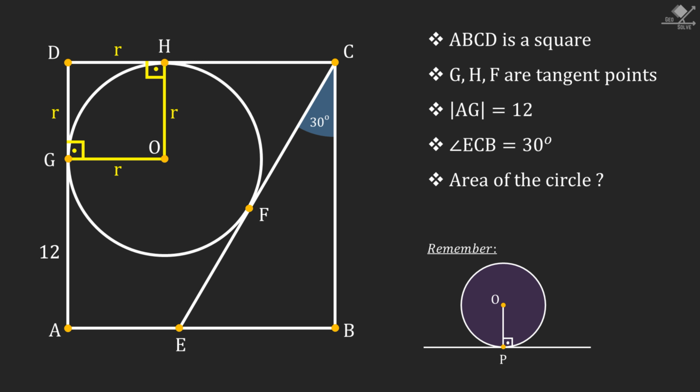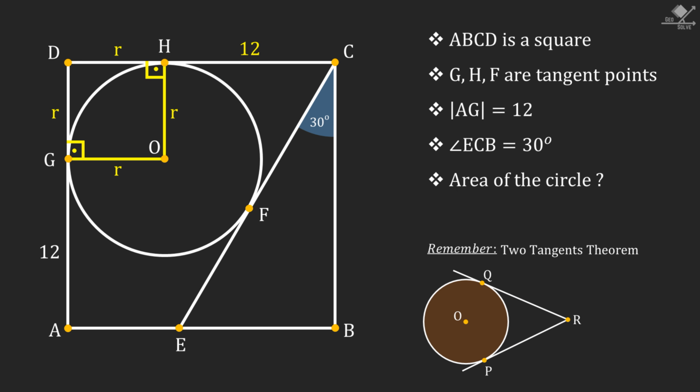We know that the side length of the square is 12 plus r units. So line segment HC will be 12 units. Now remember two tangents theorem. Line segments created by two tangent lines intersecting outside a circle are equal in length. In our case, line segment CF will also be 12 units using two tangents theorem.